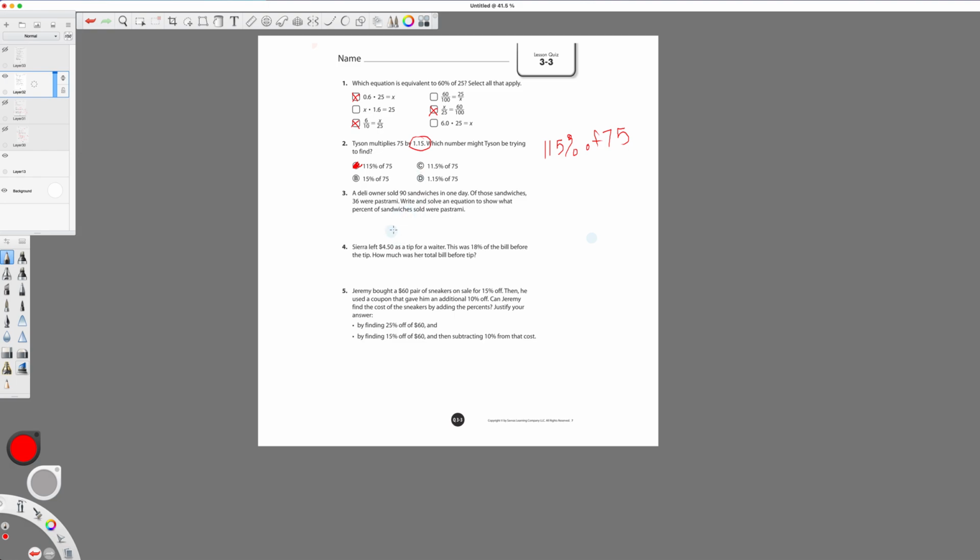Number 3, deli owner, 90 sandwiches. Of those 90 sandwiches, of the 90, 36 are pastrami. So the percent of the 90 is the 36. And then divide by 90. And you take 36 divided by 90. And you get 0.4, which is 40% pastrami.